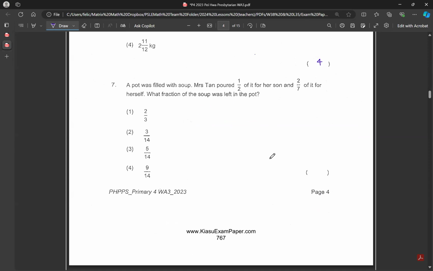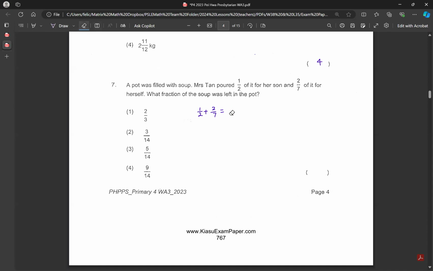Okay, number 7, a pot was filled with soup. Mrs. Tan poured half of it for her son and 2/7 of it for herself. What fraction of the soup was left in the pot? Okay, so what she poured for her son and what she poured for herself, you can actually add them together first, the total that she has poured all together. So make both denominators the same. This will be 7 over 14.